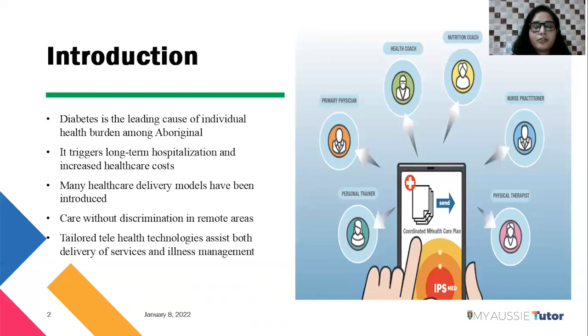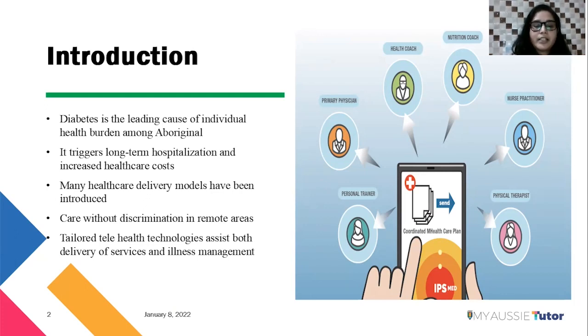It triggers not only health problems but also long-term hospitalization and increased healthcare cost. So there is a need to design specific models that will address all the social determinants of health and can provide safety to Aboriginal people who are experiencing diabetes. Many health delivery models have been introduced. Among them, the telehealth model is a famous one and has proven effective in supporting and encouraging the health of people belonging to the Aboriginal community.